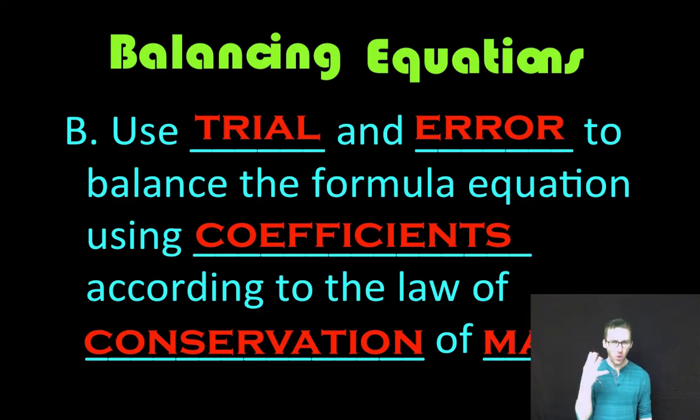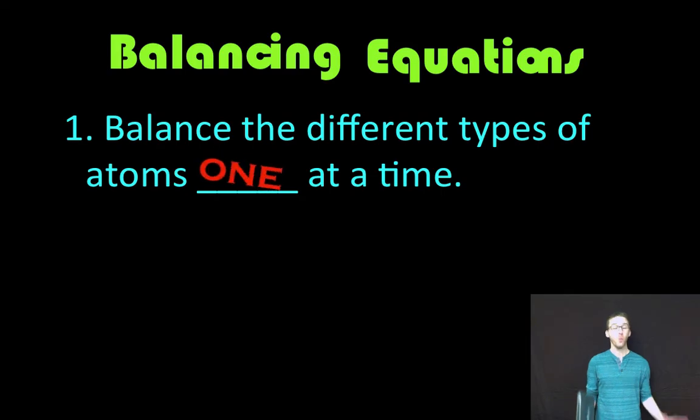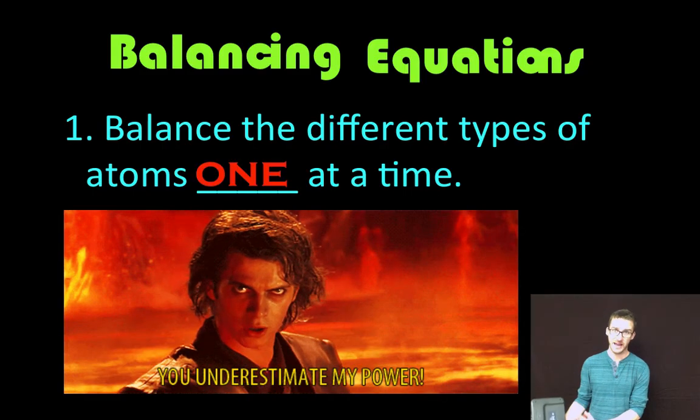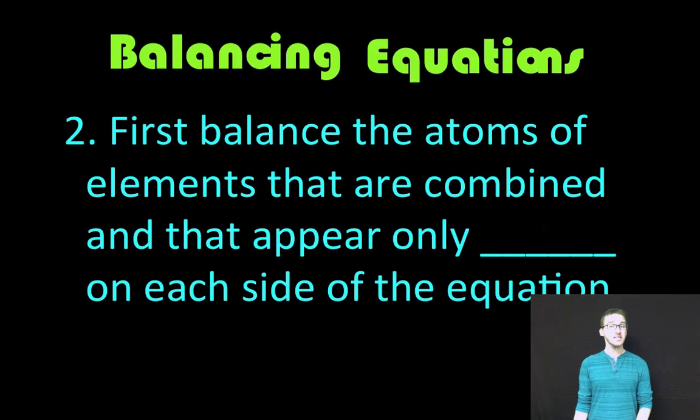There are 4 Jedi tricks to help make the process easier. First Jedi trick: balance only one type of atom at a time. Don't try to balance the whole thing at once. Now, some of you think you're Jedi Masters already, but that's how you go to the dark side. Take your time. One type of atom at a time. 2. Balance the atoms of elements that appear only once on each side of the equation first. It's Jedi trick number 2.